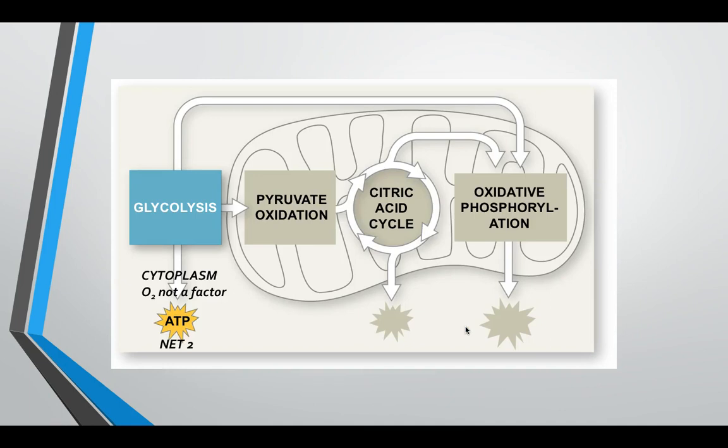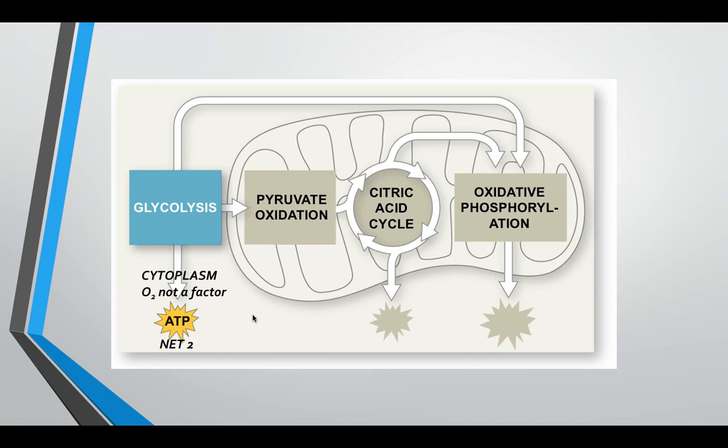Let's take a closer look at glycolysis. Again, glycolysis is going to occur in the cytoplasm. Therefore, oxygen is not a factor. In order for steps 2 and 3 of cellular respiration to occur in an aerobic process, oxygen needs to be present in the matrix of the mitochondria. But because glycolysis occurs in the cytoplasm, it is independent of oxygen.